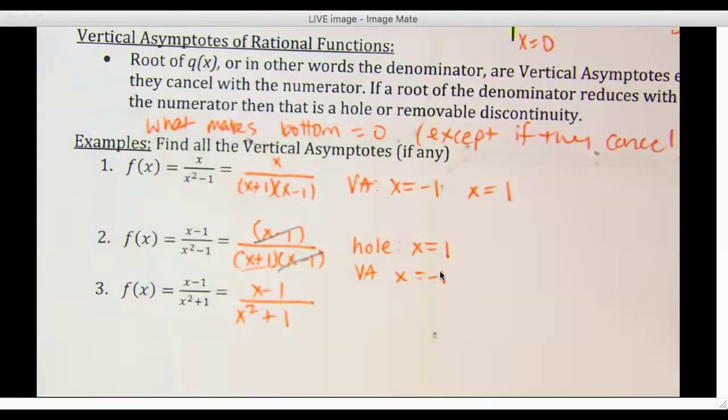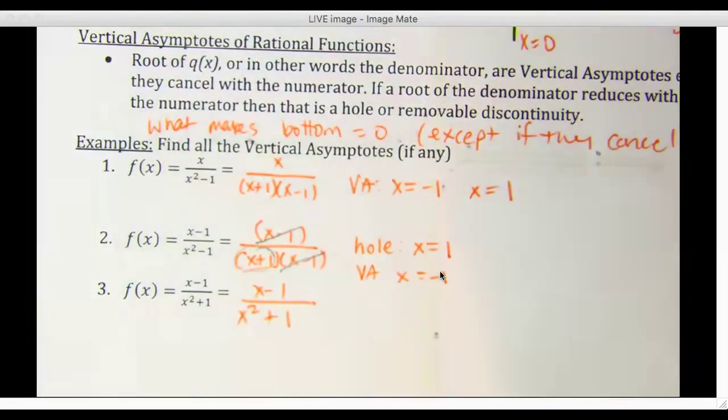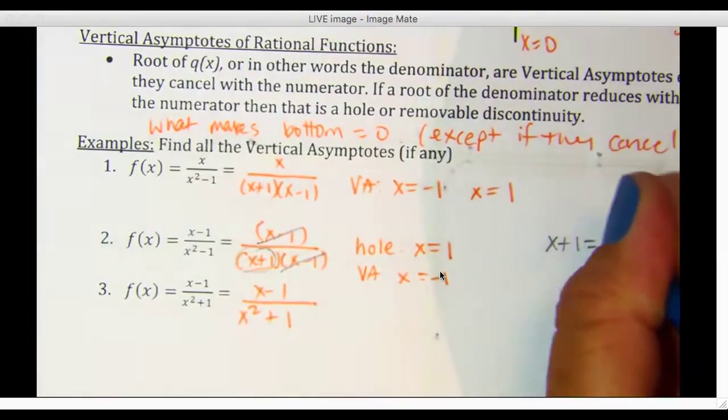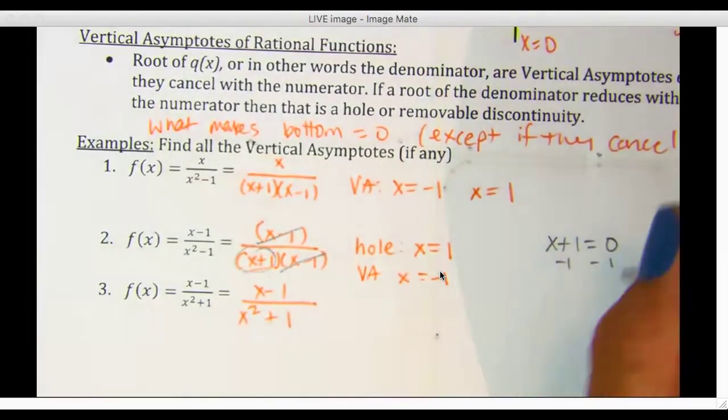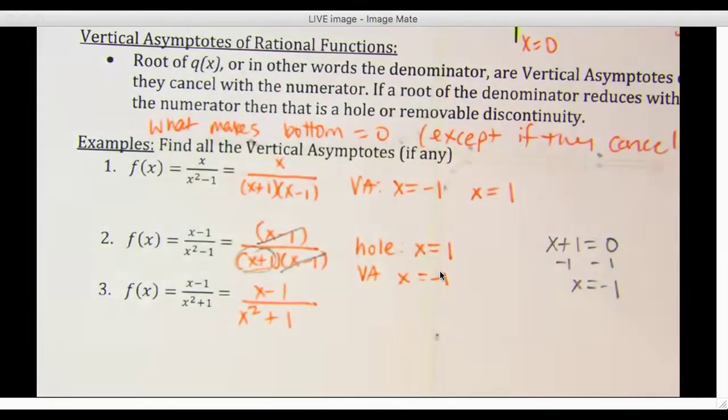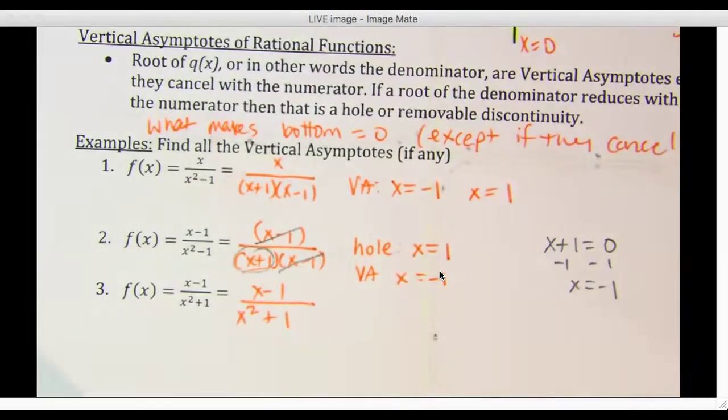And you might be wondering why those signs are switching. What we're saying is what would make this equal 0? x plus 1 equaling 0, subtract 1 from both sides, x equals negative 1. So what we're saying is that factor, what would make it equal 0?